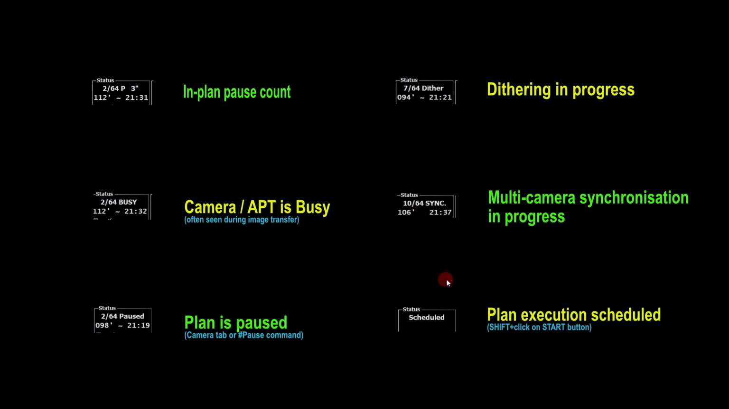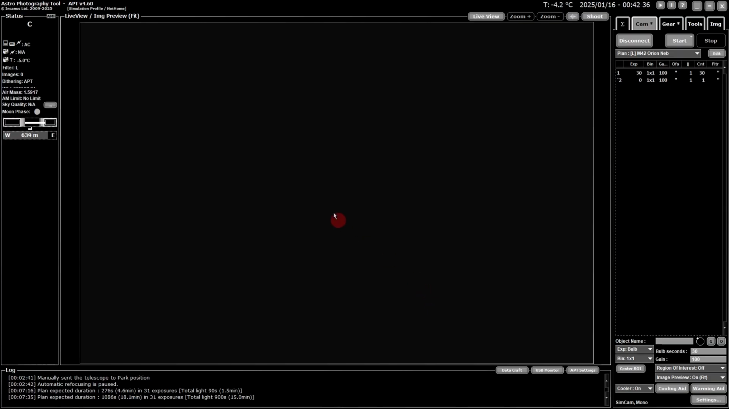And the final thing is if you've got a plan execution scheduled, and this is if you're shift clicking on the start button, you get the pop-up for advanced settings, and you can set your plan to start at a particular time, whether that's deep sky darkness or astro night, or at a set time that you pick. If it's running on that one, it will show as a scheduled plan, so it will just let you know it's waiting to start the plan. And that's about it for that particular part.